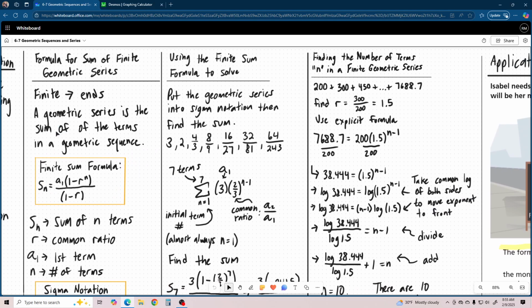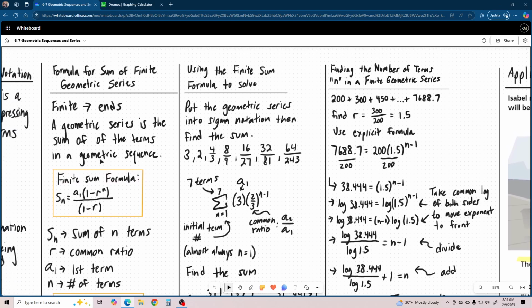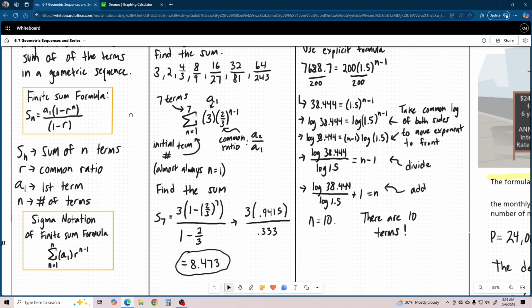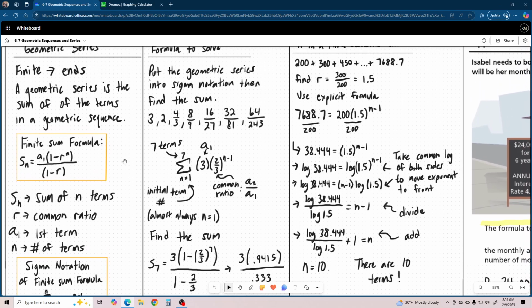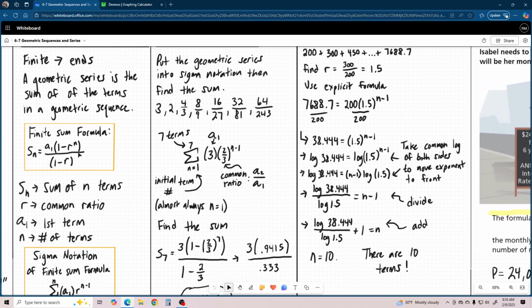Okay, so a geometric series is the sum of the terms in a geometric sequence. A sequence is just a set of numbers. A series is the sum of those numbers. So the finite sum formula, and there's actually a really cool derivation of this in your book if you want to look at it. It's really neat. The finite sum formula is the sum of n terms.